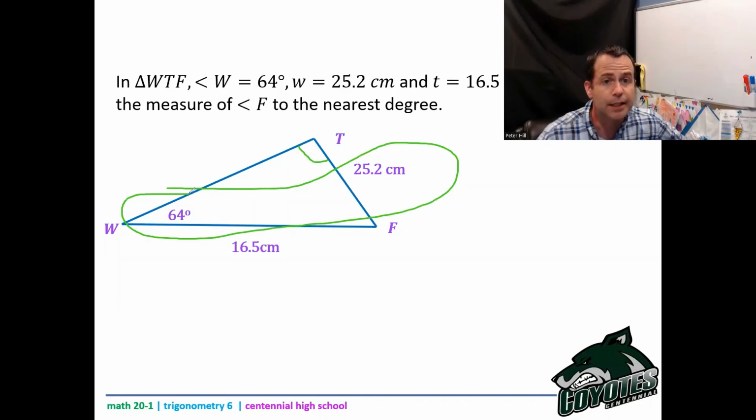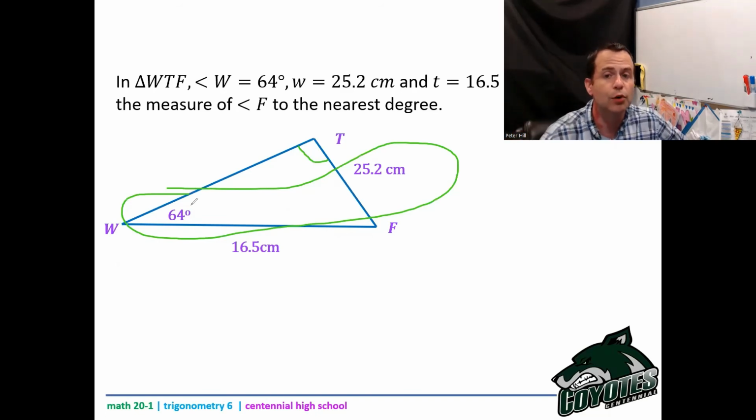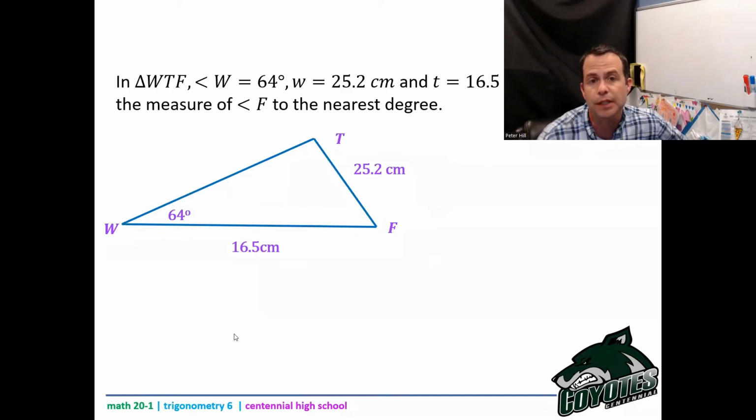So that tells me I can use the sine law. But then I'm going to need one of the other pair, right? So I've got side T. That's enough information to get angle T. Okay, so I actually have to set myself up to get angle T using the sine law. Once I have angle T, I can go 180 minus the two angles that I know and get angle F. Okay, so let's do it.